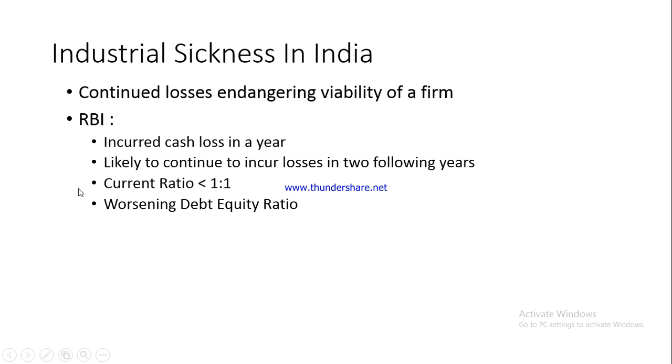We cannot say that, for example, a particular company is incurring losses, so naturally it is sick. There has to be some kind of objective criteria, and this objective criteria is given by RBI. Incurred cash loss in a particular year. So if a company is incurring cash loss in a particular year, likely to continue to incur cash losses in the 2 following years, the current ratio has dropped down below 1:1, which means current assets are less than current liability.